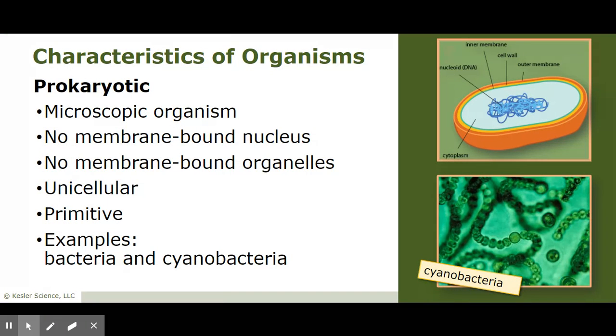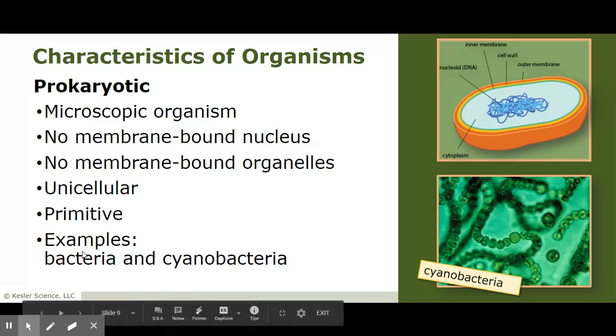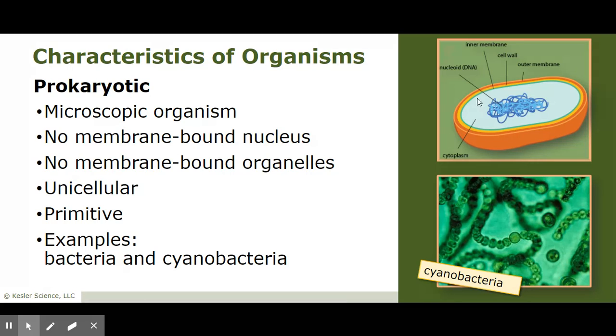Then we have our prokaryotic kingdom. Our prokaryotic kingdom is a microscopic organism. It has no membrane-bound nucleus, no membrane-bound organelles. It's unicellular, it's primitive. Examples of this are bacteria and cyanobacteria. The difference is that cyanobacteria is like just a little chain of cells that are stuck together. And right here, we have a more complex bacteria that has an inner membrane and a cell wall and an outer membrane and a nucleoid and cytoplasm.